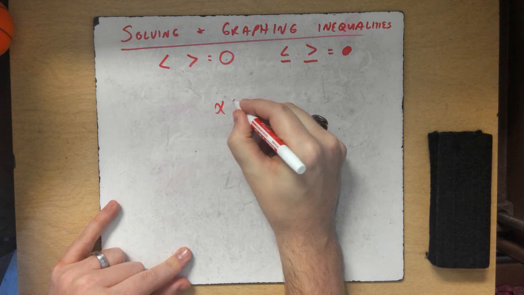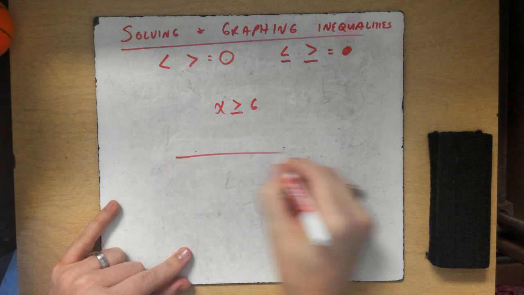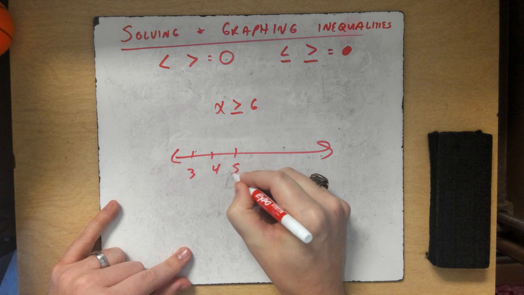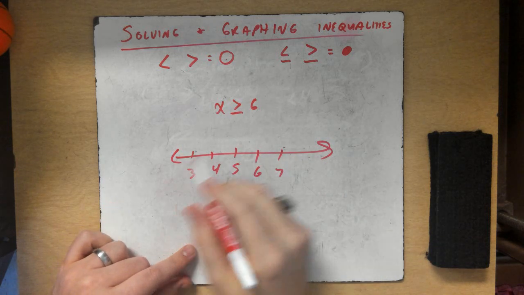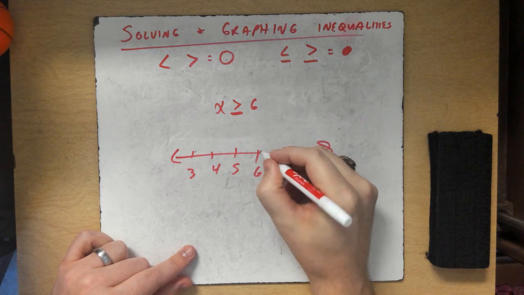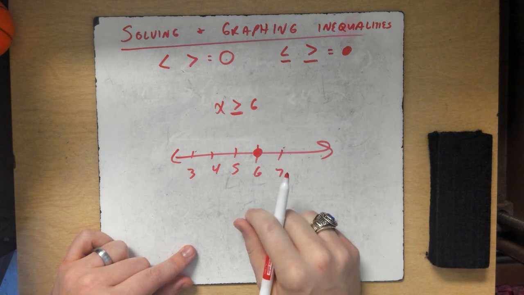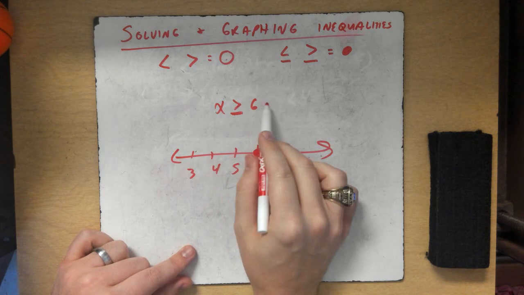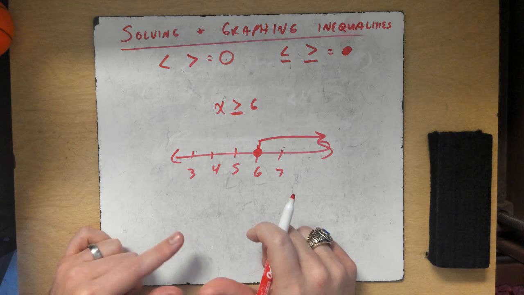Let's say we have x is greater than or equal to 6. So we'll go ahead, number line, let's do 3, 4, 5, 6, 7. Okay? So we find 6. Look at our symbol, there's a line underneath it, so we do have a closed circle on 6. Okay? Our letter is first. So letter is first, we follow the point. The point is pointing to the right, so our arrow goes to the right. Okay? Pretty simple, right?